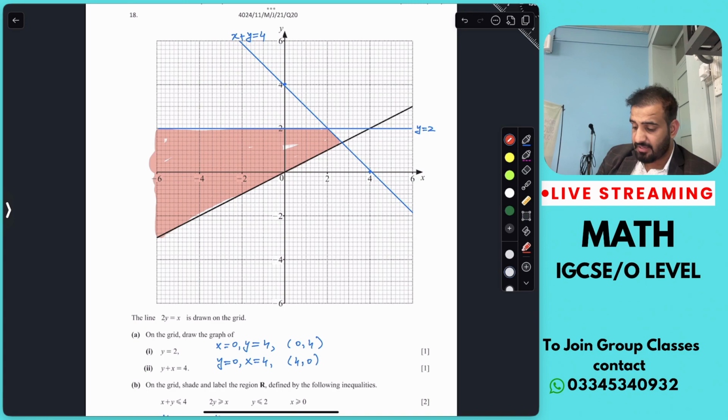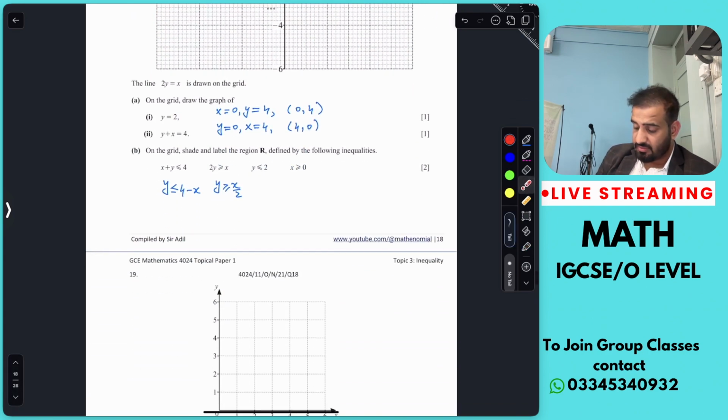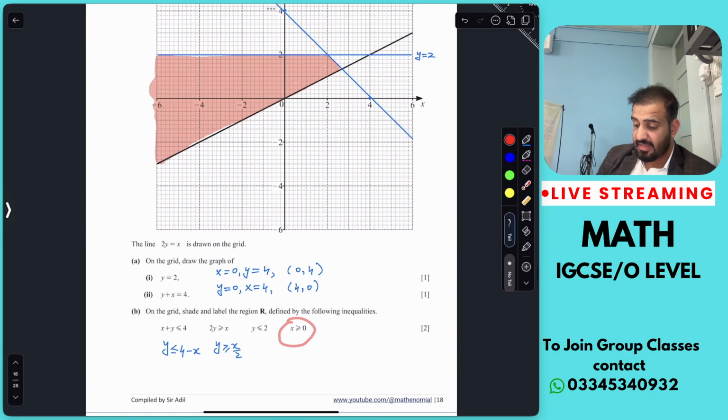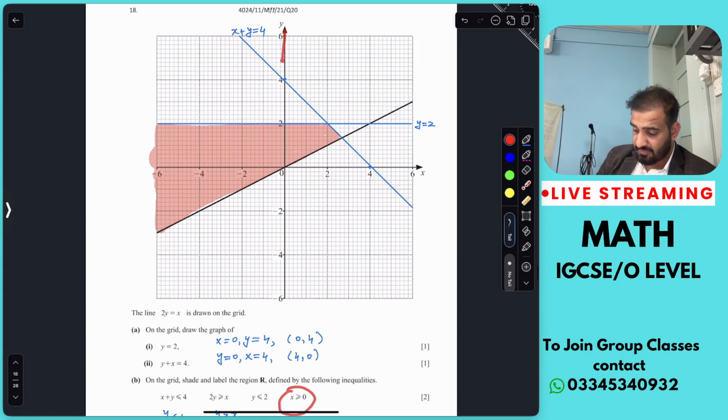So if you combine it with the third one, so the last one, it is x greater than or equal to 0. It means x is equal to 0 is this line. This line is your x equal to 0. So when they say x greater than or equal to 0, it means on the right side. So on the right side only this portion exists. So my final shading is only this portion.